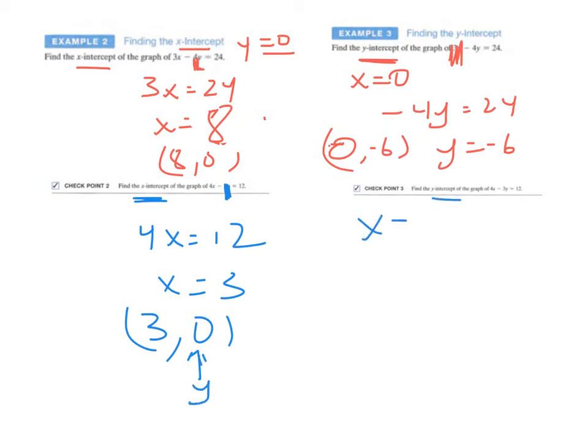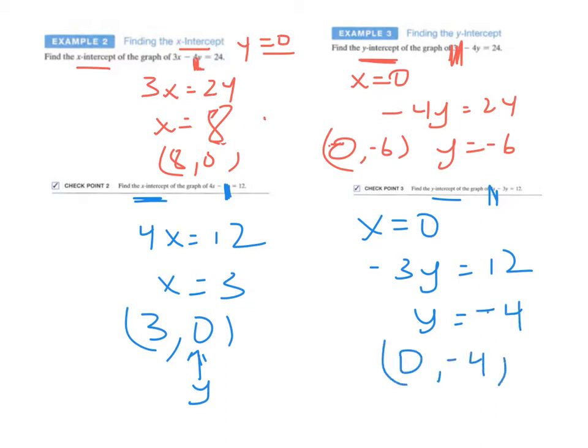So we want to find the y-intercept. I'm going to make x 0. So this cancels this part out. So I have -3y equals 12. So y equals -4. And so my point is 0, -4 as the point. Once again, x is 0. You can see how it coordinates with our coordinates.